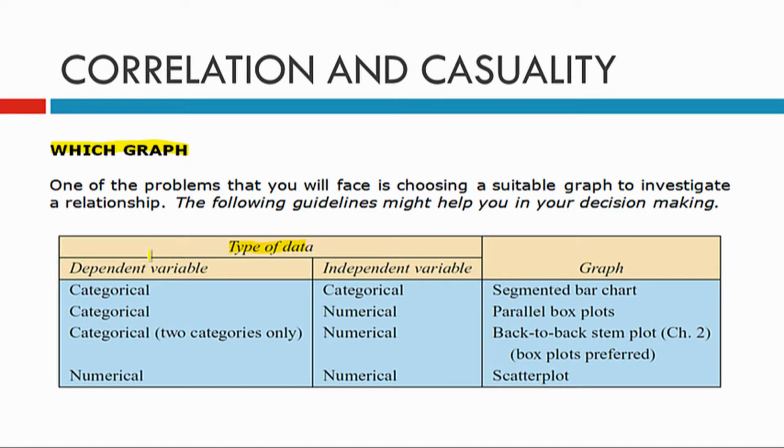So if you've got a dependent variable which is categorical and the independent variable which is categorical, you would use a segmented bar chart. If you've got the dependent that is categorical and the independent which is numerical, parallel box plots would be the go. If you've got categorical with two categories only and the numerical for the independent, a back-to-back stem plot. And if you've got the dependent which is numerical and the independent which is numerical, a scatter plot would be the go there.